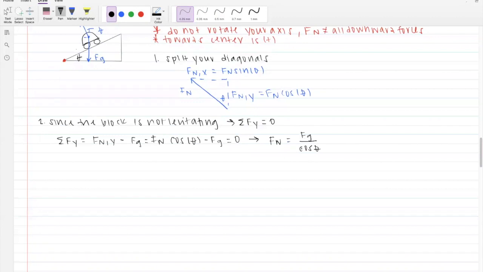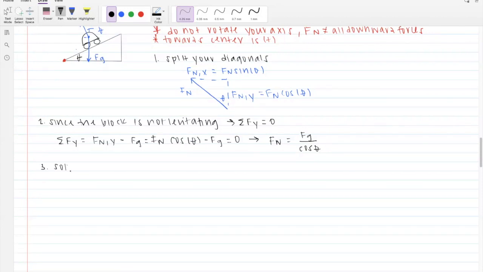Again, this is very different from what you've seen in previous problems, where your normal force is usually less than your force of gravity. But now your normal force is going to be greater than your force of gravity, because cosine of theta, the greatest value you can have is 1, and that's very unlikely that you will have that scenario. So it's force of gravity over a fractional number, which is greater than the force of gravity.